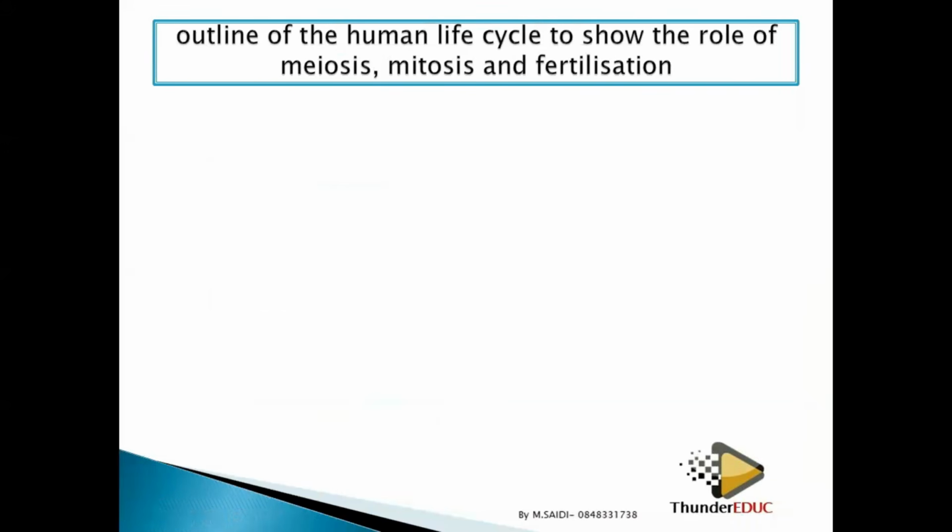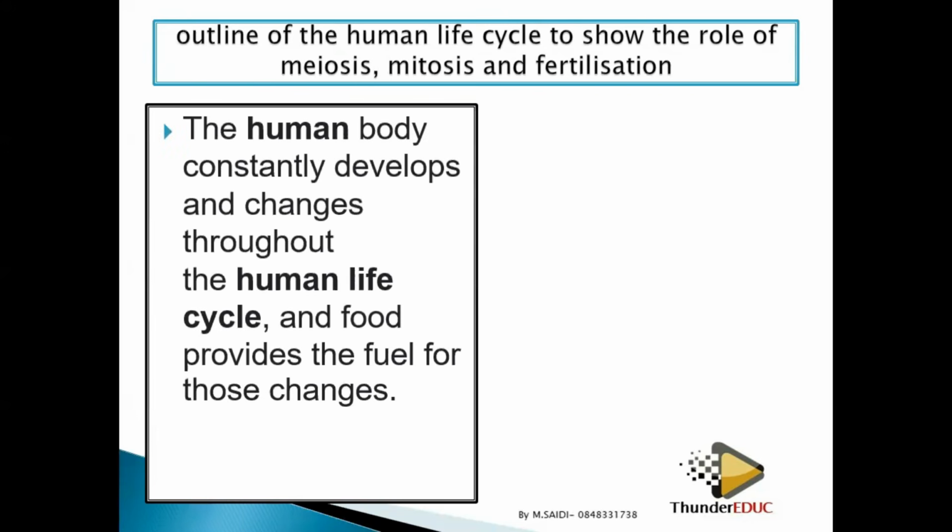So this is what you call the outline of the human life cycle, from the time of sperm and ova being produced to the time of maturity, so that these individuals can produce the ovum and the sperm again, so that another individual is formed.